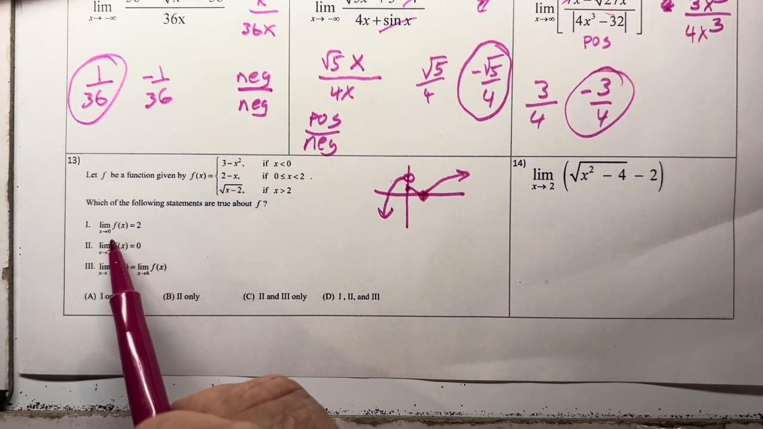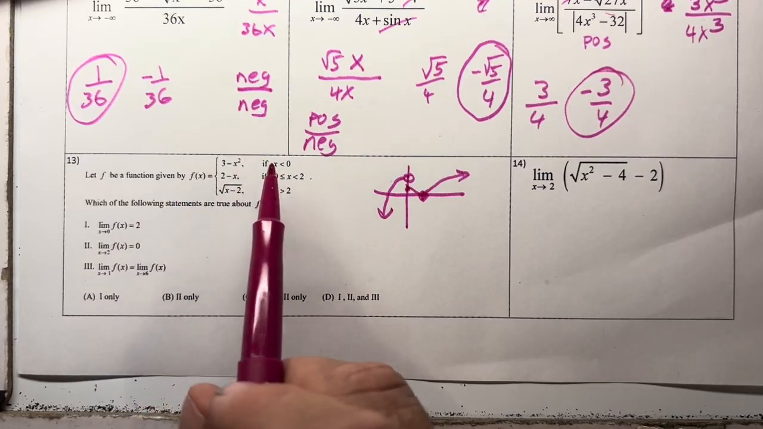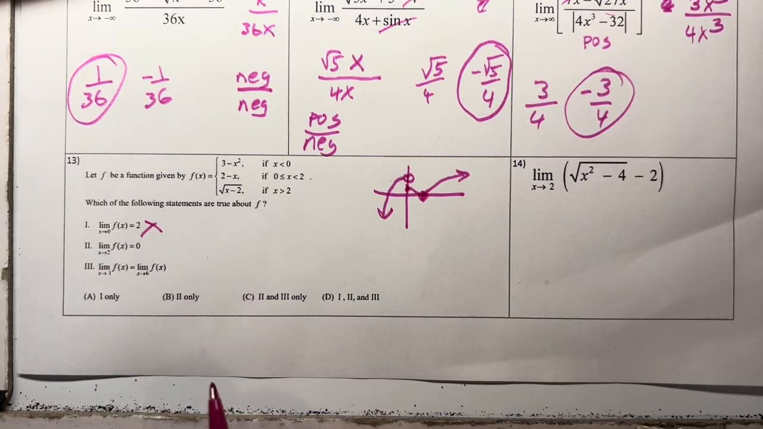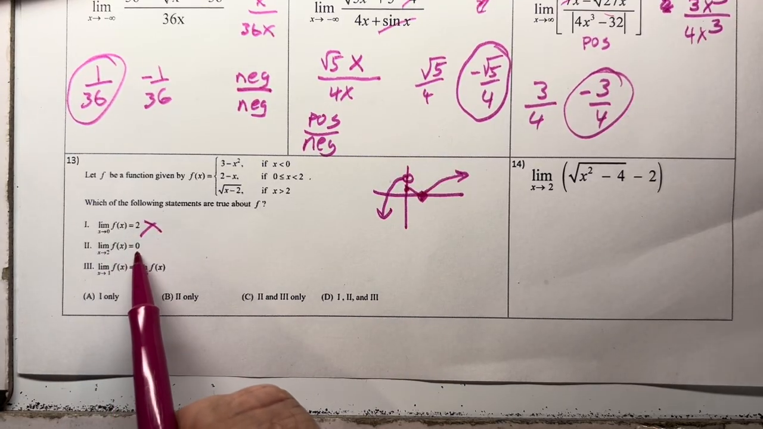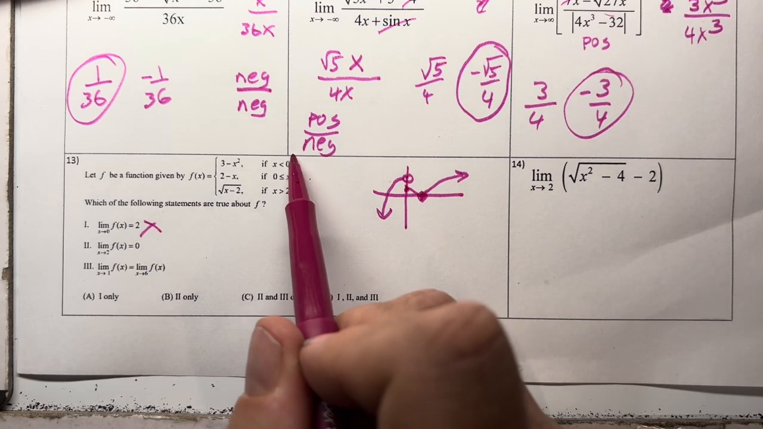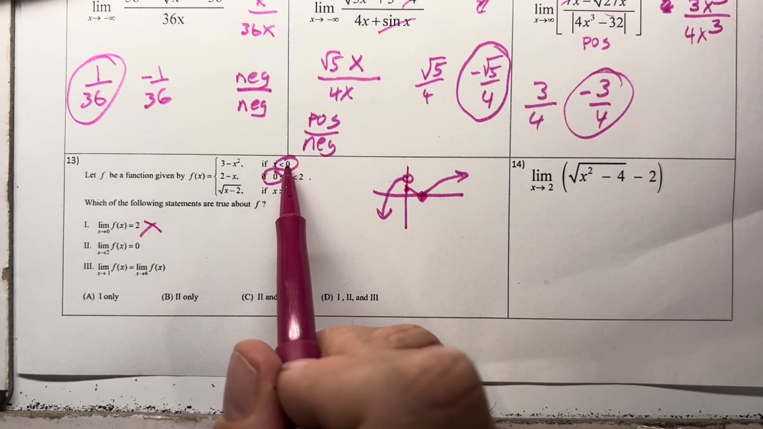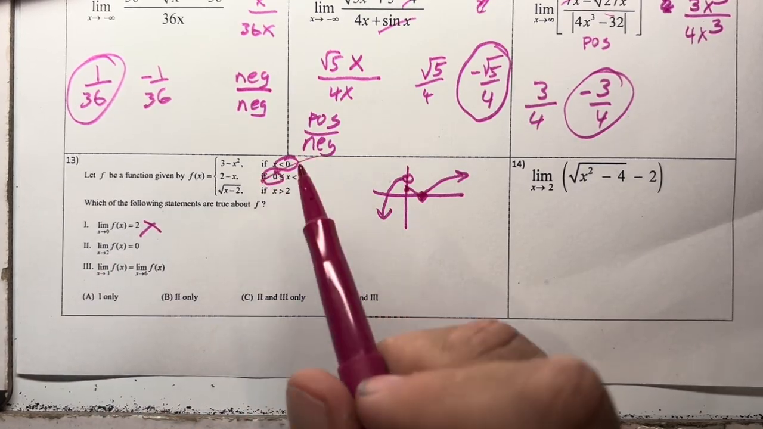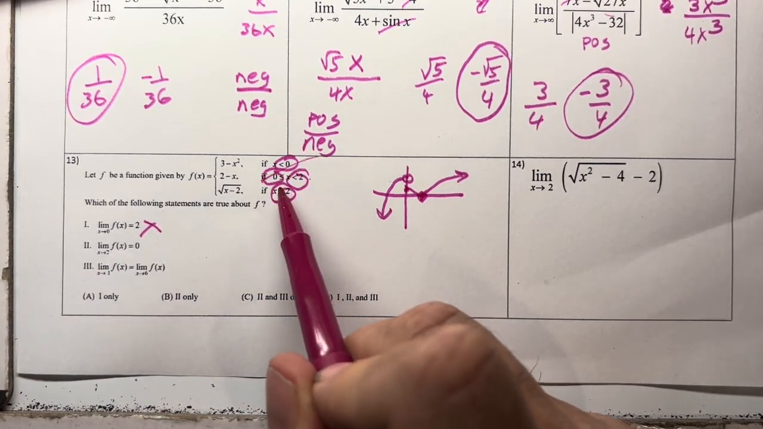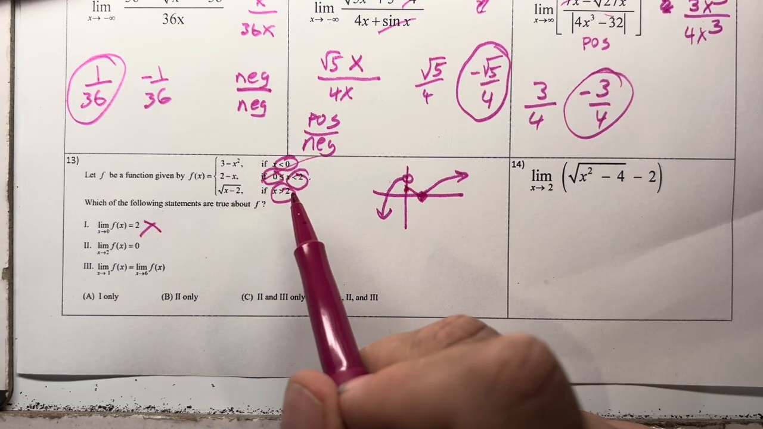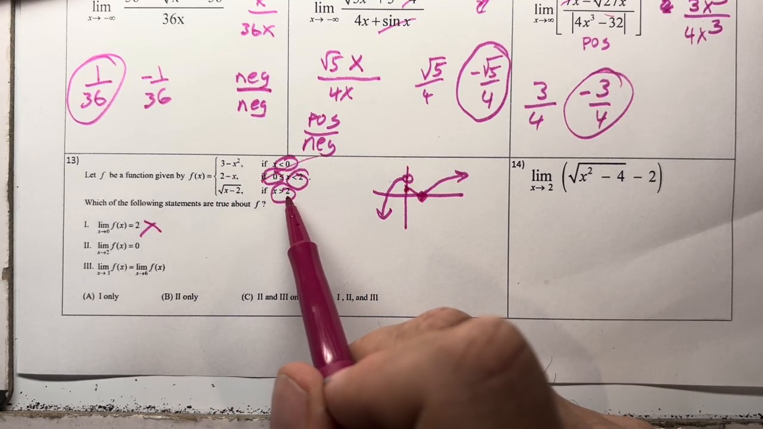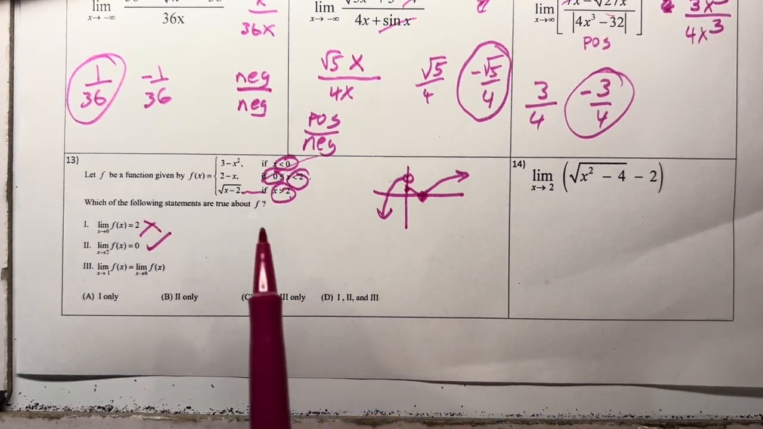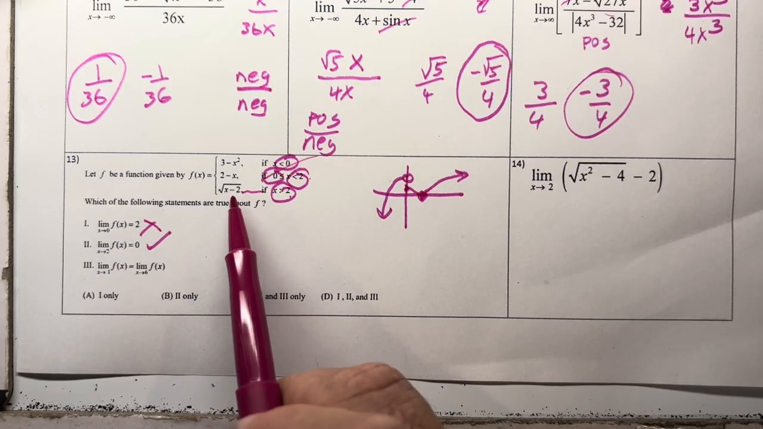So the limit as x goes to 0 of this function. If I plug in 0, I get 3. When I plug in 0 here, I get 2. So the limit does not exist. The limit as x goes to 2. Now I care about here and here. As x goes to 2, I'm going to plug in here. 2 minus 2 is 0. And from the right, 2 minus 2 is also 0. So that does exist. The square root is okay because you're only plugging in 2.01.